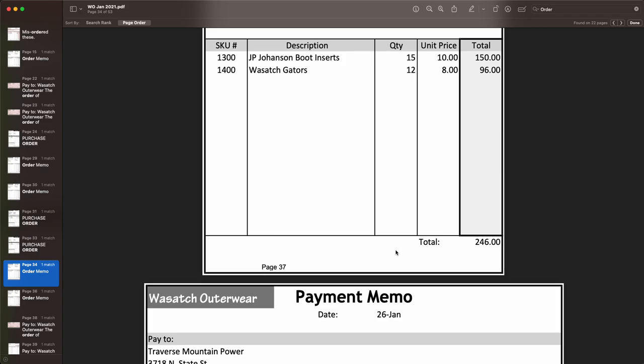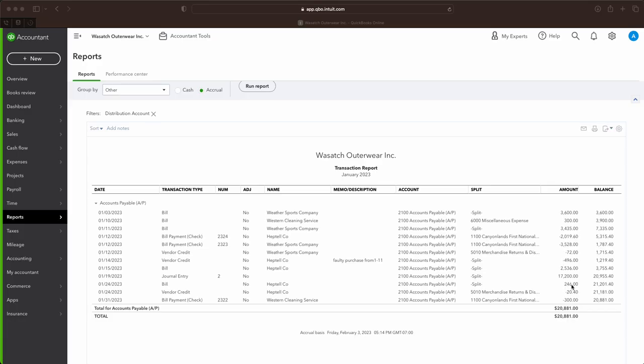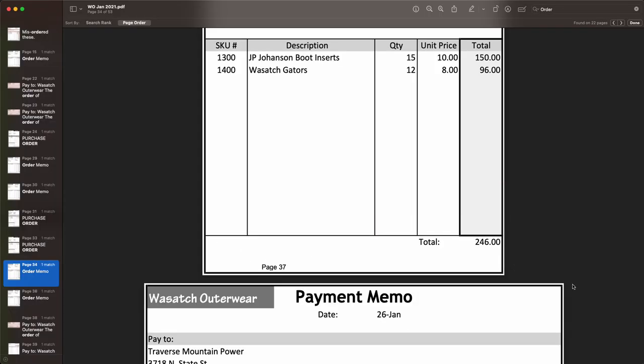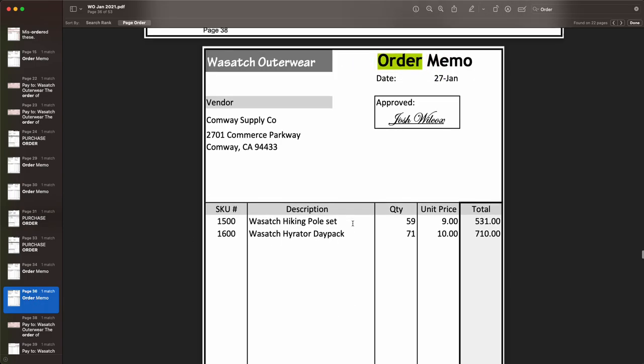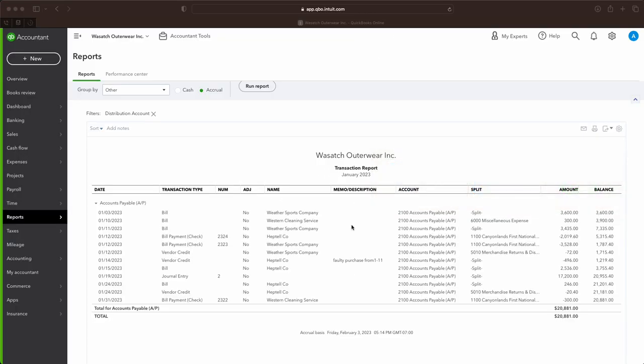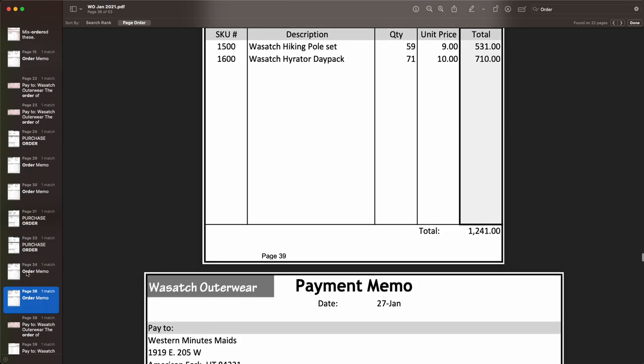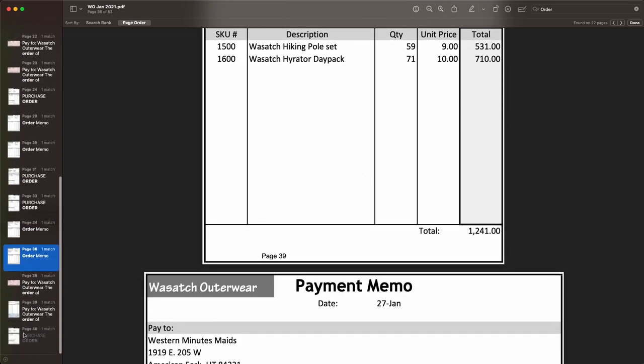And then 246. Did we do this one? 246 is there on January 24th. 25th, that's fine. January 27th for 1241. I don't see that one either. 1241. And that seems to be it. So what are those three added together? So we have 180 plus 750 plus 1241 equals 2171. So that's where you're missing.